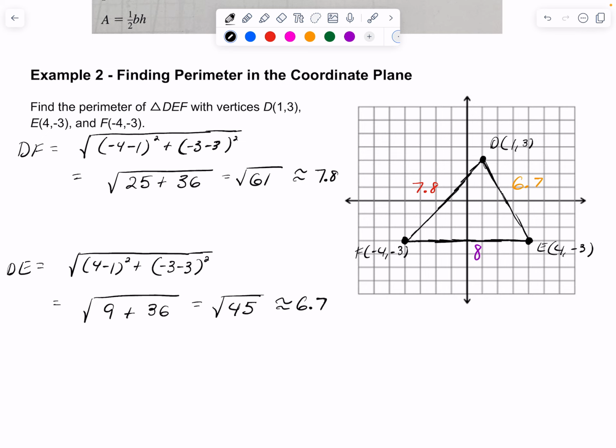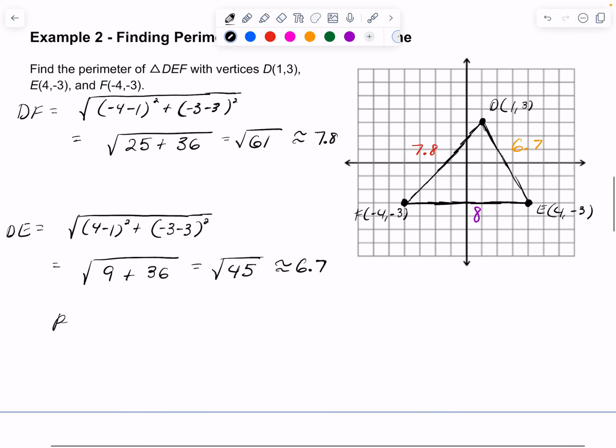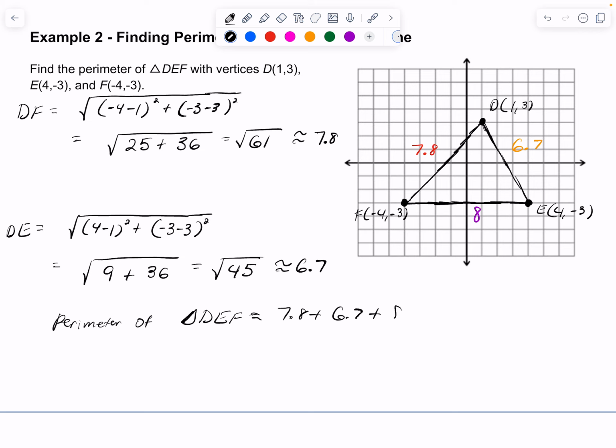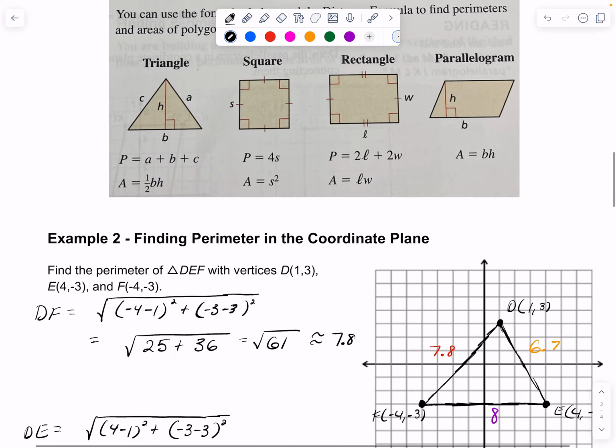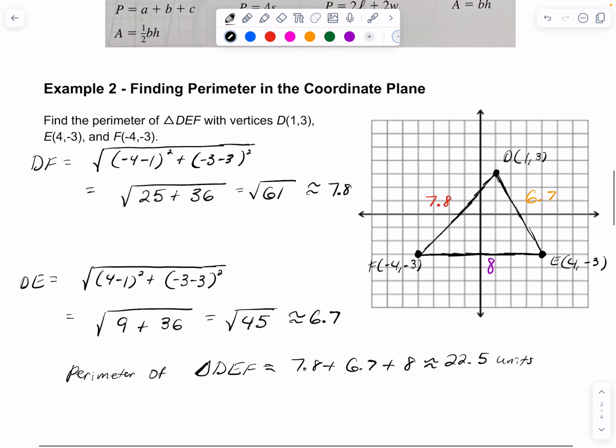So now that I have the distances for each of these sides, I can go ahead and find the perimeter by adding them all up. So the perimeter of triangle DEF is going to be approximately 7.8 plus 6.7 plus 8. So when you get that approximation by adding those together, you get 22.5 units. All right, so that is how we find the perimeter in the coordinate plane, using that distance formula, and then using our understanding of perimeter of a triangle as adding up the lengths of all the sides.